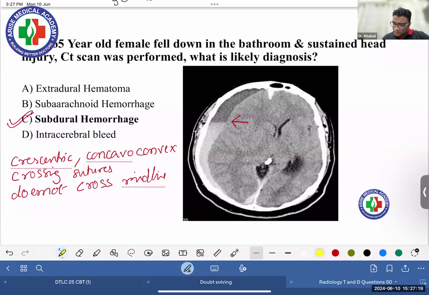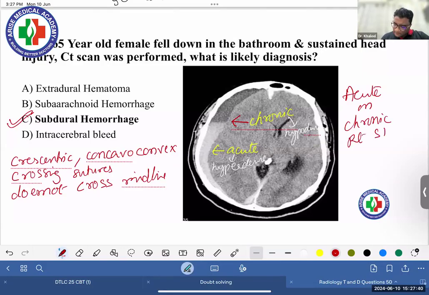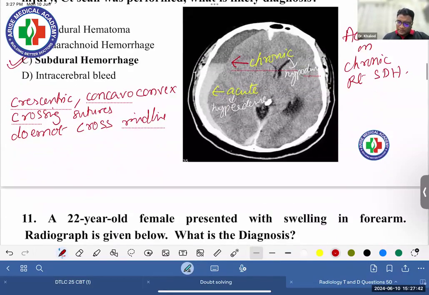So this is the acute part, which is hyperdense. This is the chronic part, which is hypodense. So an acute bleed is hyperdense. Acute bleed is white, hyperdense. And a chronic bleed is hypodense. Okay, so this is acute on chronic SDH. Right. Let's come to the next one.